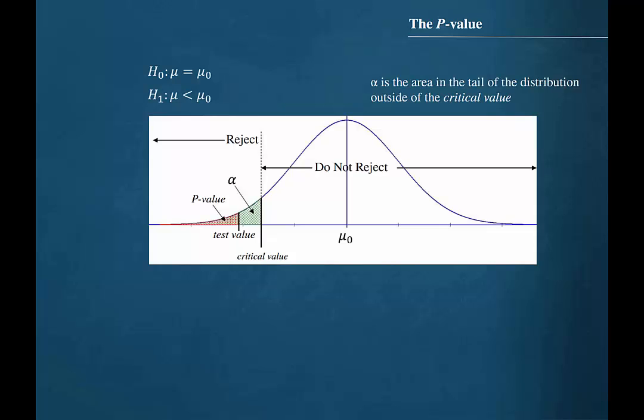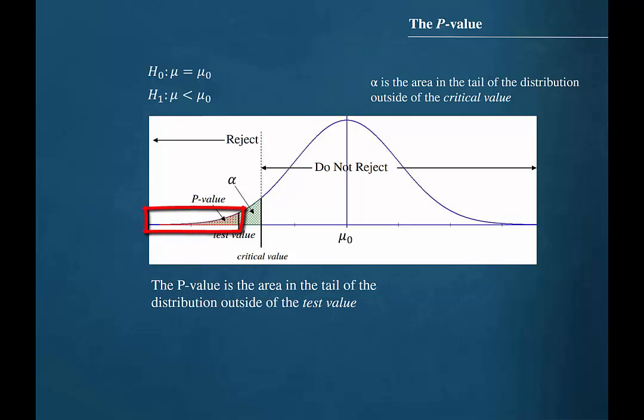Now let's look at a left-tailed test where the alternative hypothesis states that the population mean is less than some hypothesized value. The graph indicates to us that in this particular instance, the test value has landed in the rejection region. Remember that the p-value is the area in the tail of the distribution outside of the test value, and again is the area under the curve shaded in red. In this instance, then, the p-value is less than alpha. So our decision should be to reject the null hypothesis.